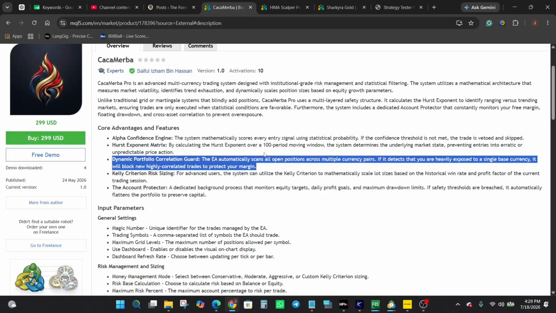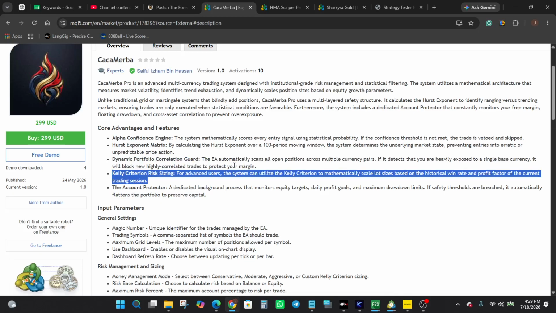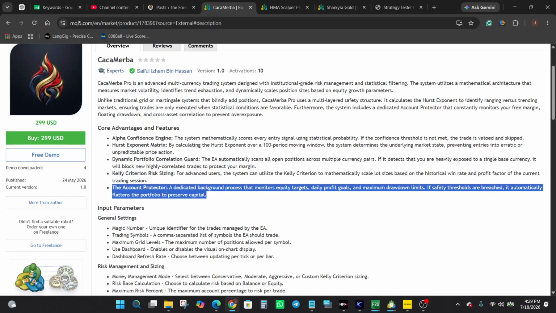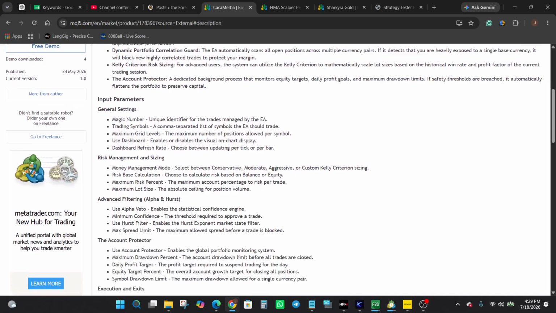guard, that blocks new trades if the account is already heavily exposed to a correlated currency, and an optional Kelly criterion sizing mode that scales lot size based on historical win rate and profit factor. The account protector itself monitors equity targets, daily profit goals, and drawdown limits, and can flatten all positions automatically if those thresholds are breached.